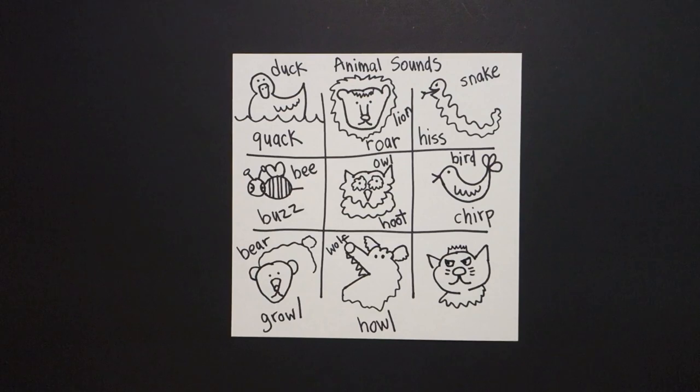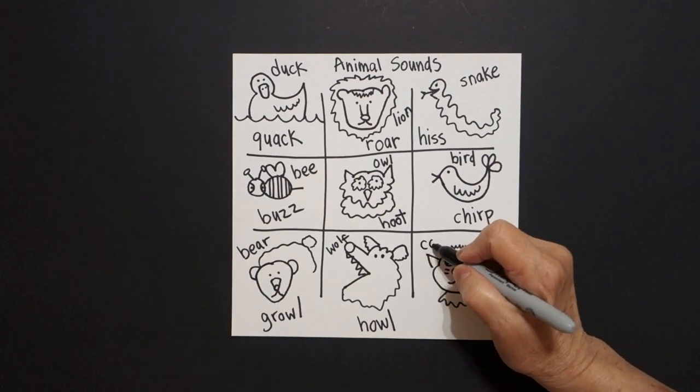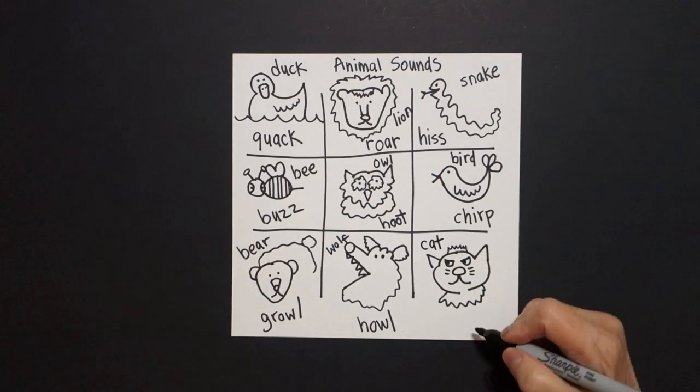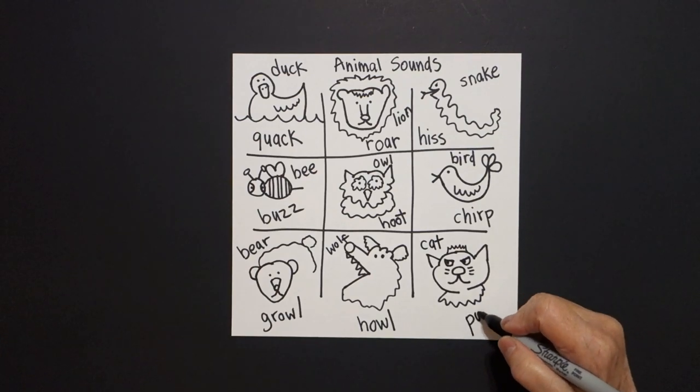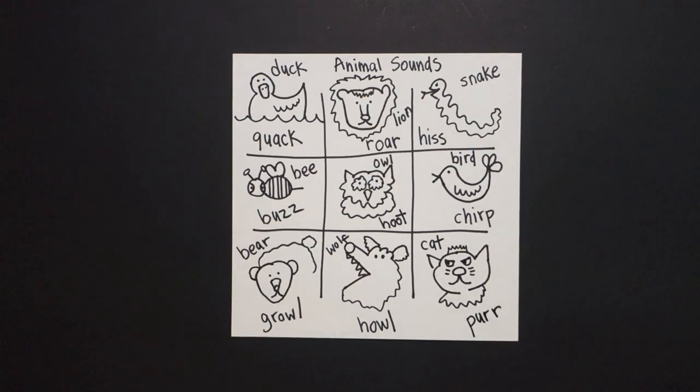zigzag, zigzag on top. This is a cat. And what does the cat like to sound like? Purr. Purr. Okay, let's see how we're going to color these in.